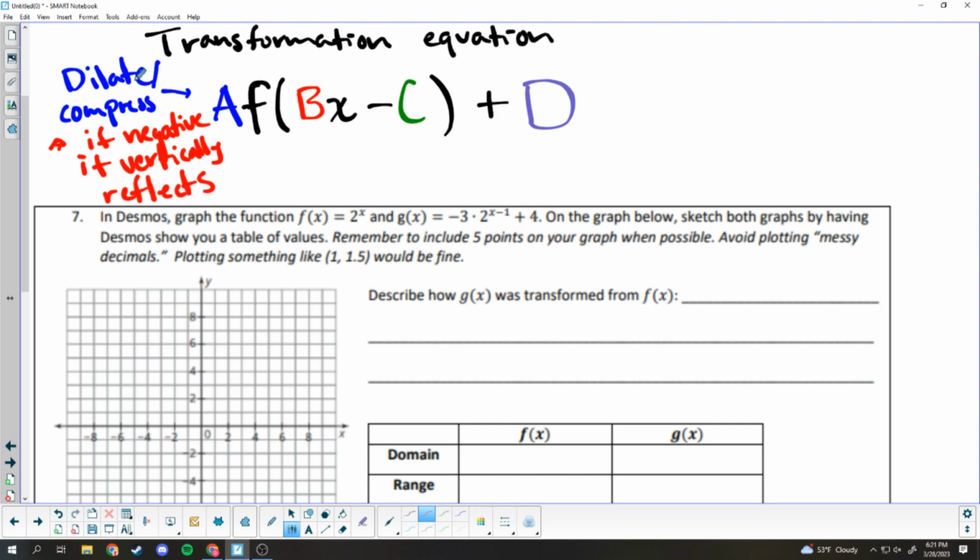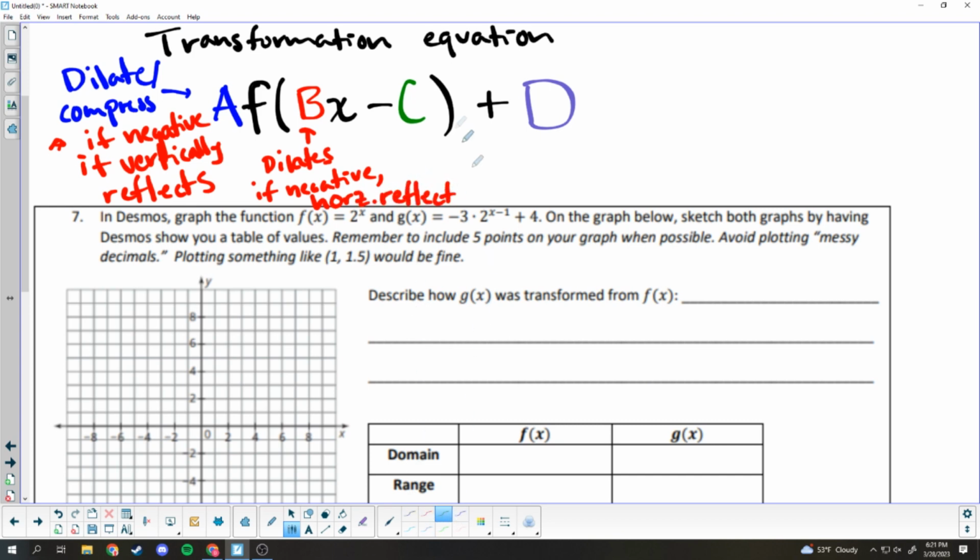Okay, so it dilates and compresses, and then it reflects, right? If it's negative, it changes the graph from going up to going down. Okay? This b also dilates, except it impacts the input x. We're not going to see any of those in this test, but what it can also do is, if this is negative, it horizontally reflects. So left to right. Oh my gosh, I can't spell. If negative, reflect horizontally.